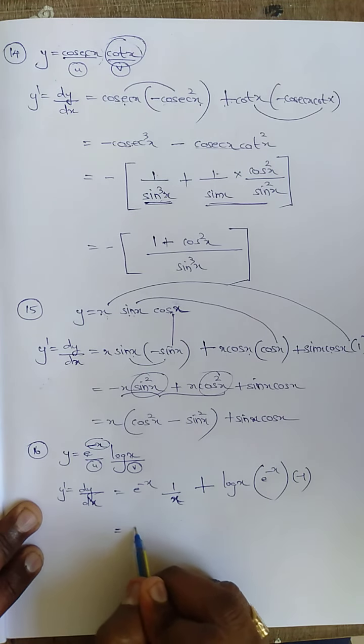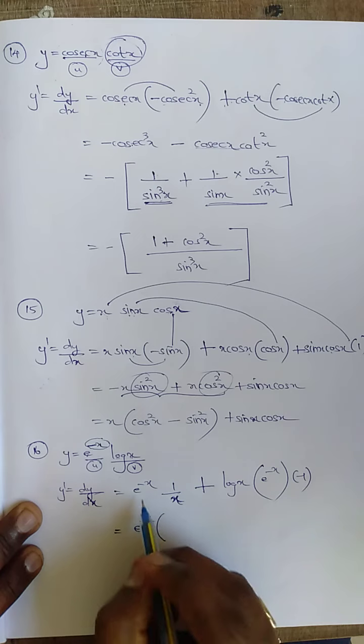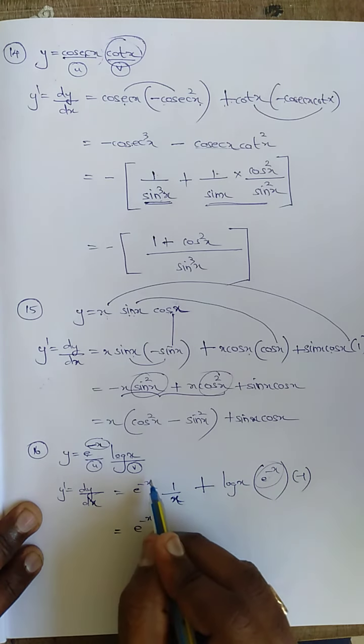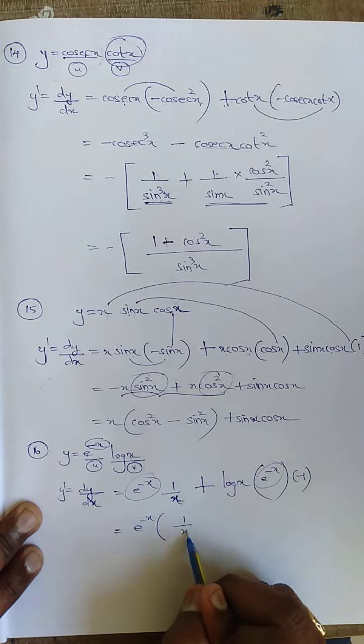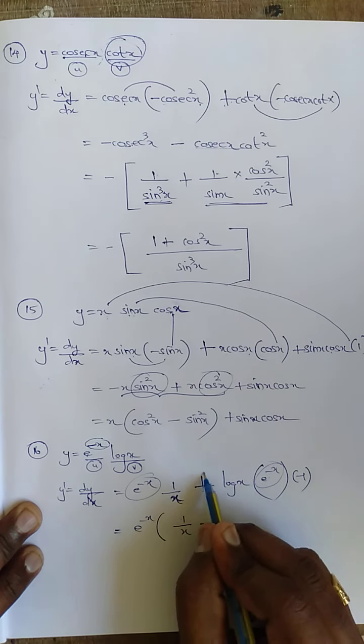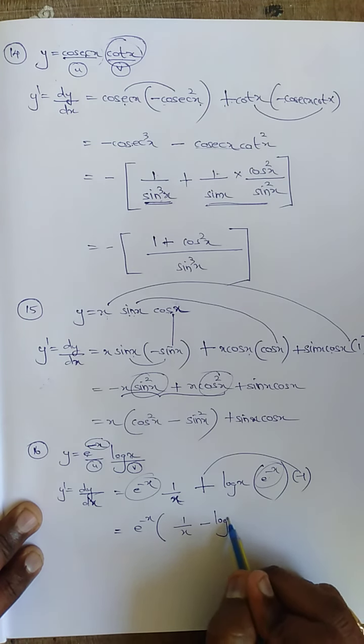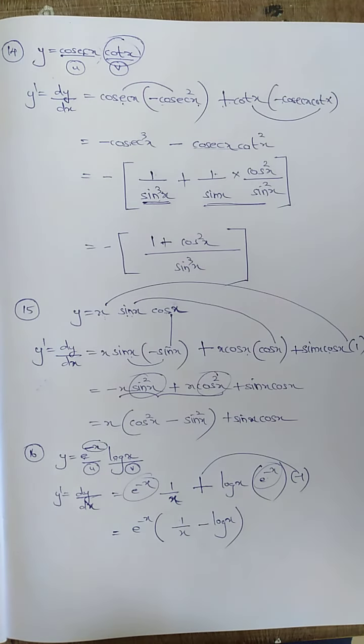What is common here? E power minus x is common, take it outside. E power minus x into 1 by x, minus, plus into minus is minus log x. Therefore, the answer is e power minus x, 1 by x minus log x.